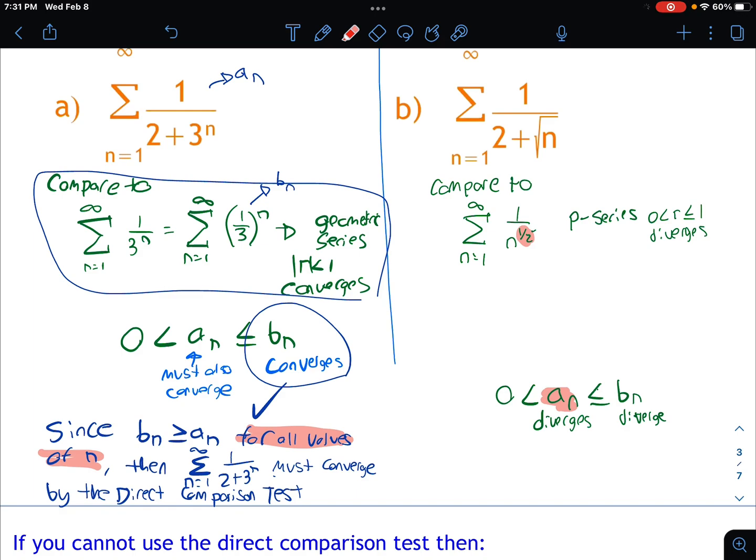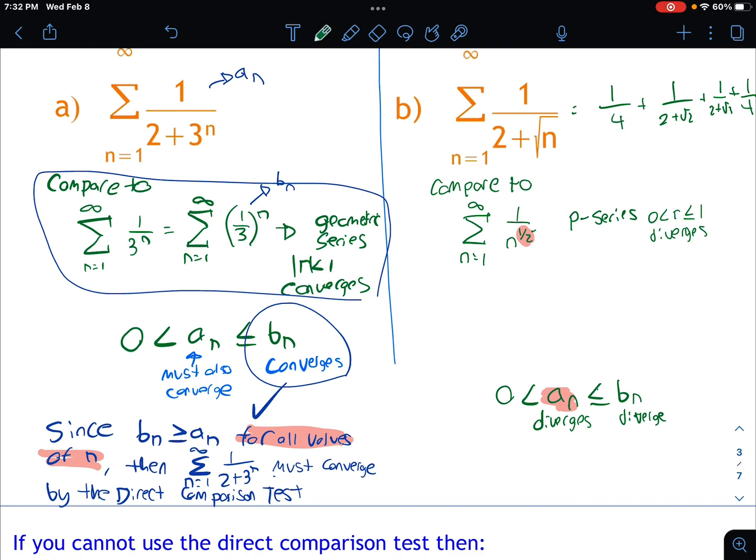Sometimes you want to write out a few terms of the sum just to see what's going on, okay? So in this case, if we do this one over here, we're going to get 1 over 2 plus 1, that's 1/3, plus 1 over 2 plus root 2, plus 1 over 2 plus root 3, plus 1 over 2 plus root 4, or 1 over 4, okay? And you guys can start to see some patterns as we go with it.